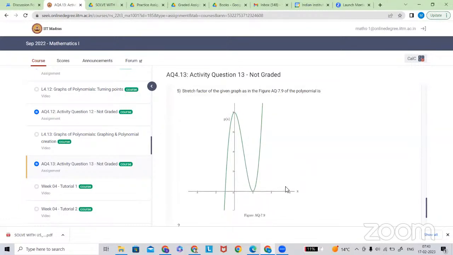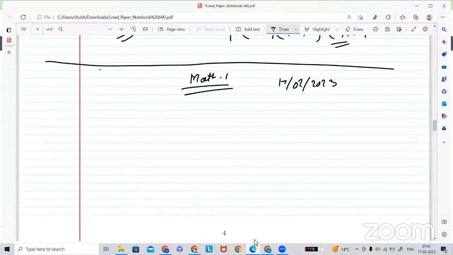Stretch factor, sir has used the term once in a video. Stretch factor means the leading coefficient if you have a polynomial. What is the leading coefficient of a polynomial? The highest degree coefficient. Yes, that is the leading coefficient. On that basis, your graph also depends on what happens as x goes to positive infinity or negative infinity, whether the graph is increasing or decreasing.